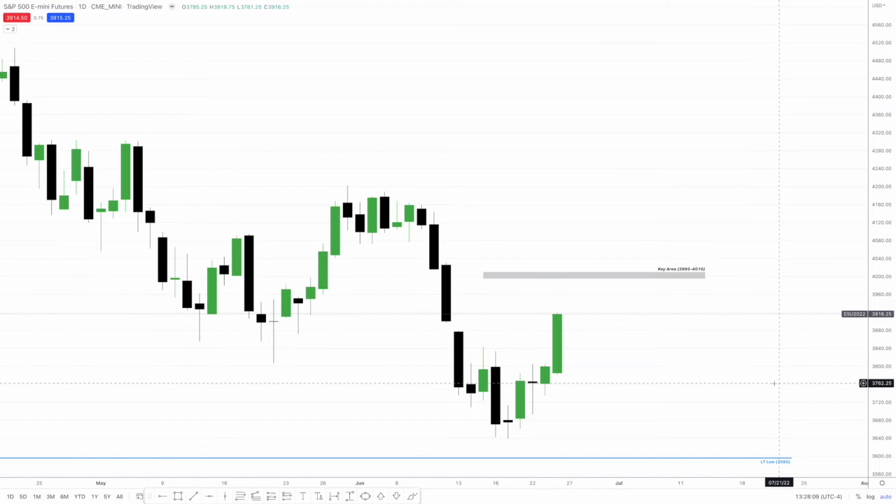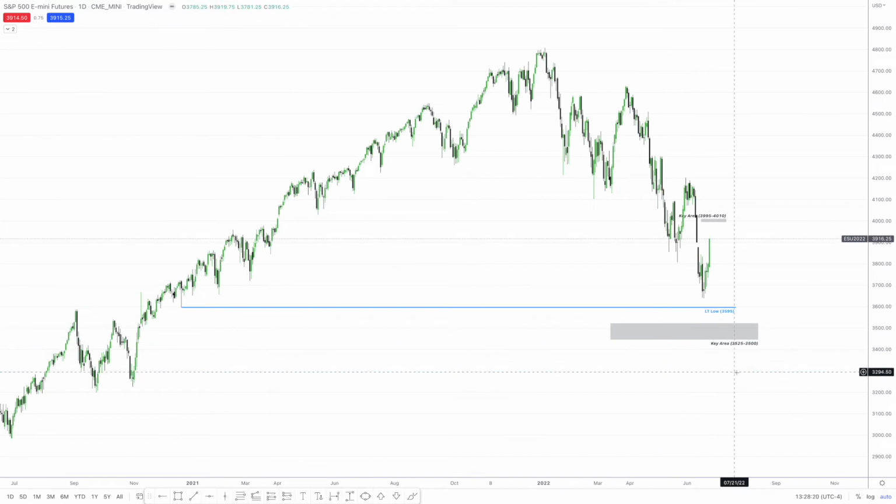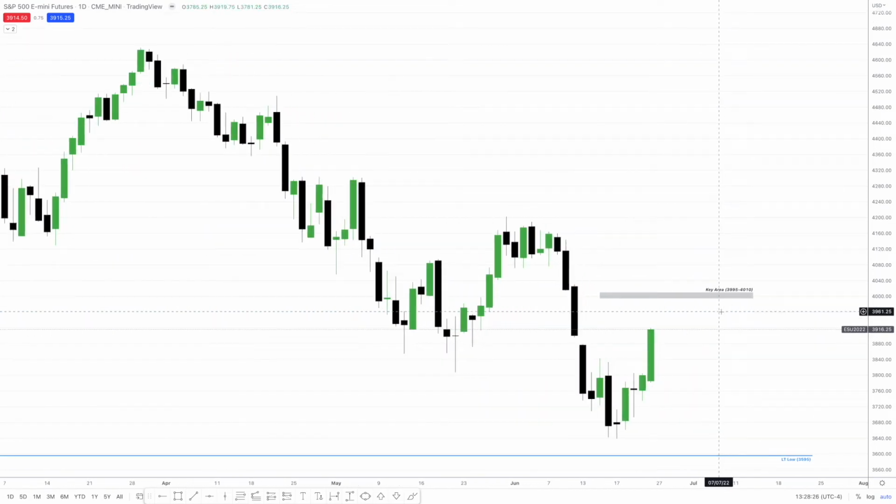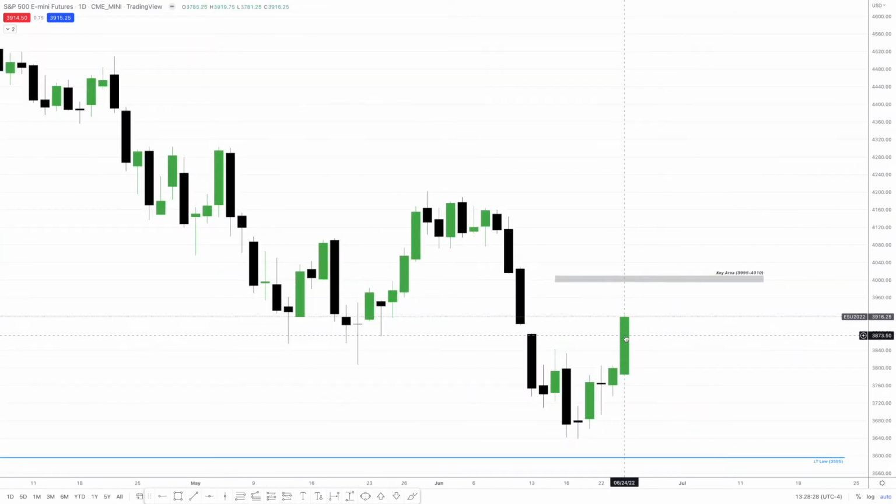The only thing that would be problematic to that is if we trade under Friday's low. If we trade under Friday's low, we'll probably resume last week's bias and look for that 35.95 level and ultimately the 35.25 to 3,500 level. And that is only if we trade under Friday's low, which is at 37.8125. So we could just say 37.80. So if we get to 37.80, we're probably heading lower to 35.95 level.